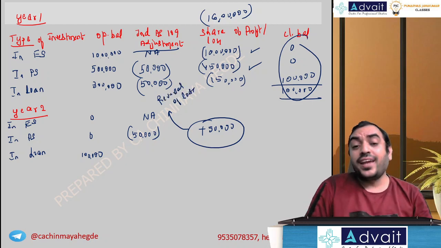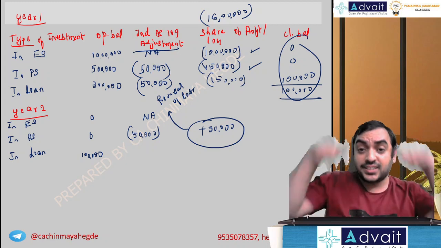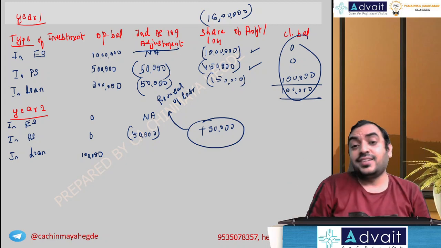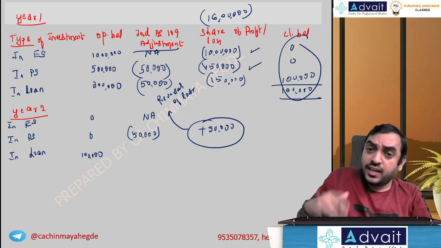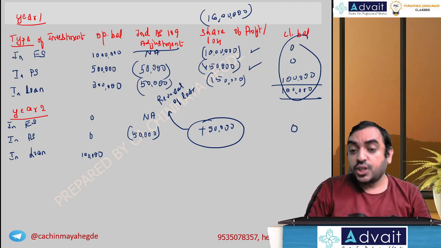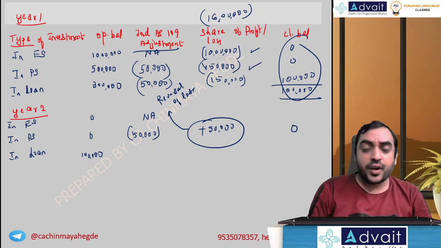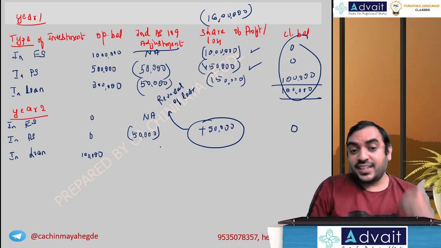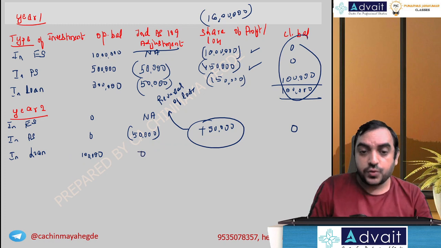So this is reversal of loss. Why am I reversing the loss even though they are not making profits? I want to recognize and report this Ind AS 109 adjustment. So whatever happened earlier, I am going to reverse 50,000 to that extent so that the closing balance becomes zero. Hope you got that point. Now what is the impact of this? Nothing in loan, zero.